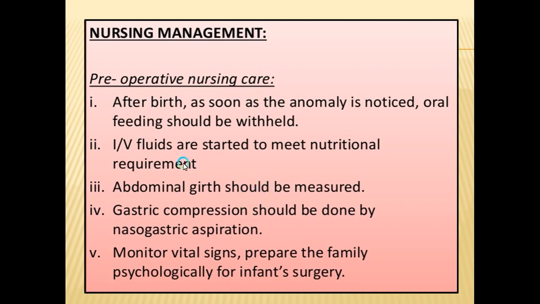In nursing management we have pre-operative nursing care. As soon as the anomaly is noticed, oral breastfeeding has to be withheld, IV fluids have to be started, and abdominal girth has to be measured. I showed you a photograph of this swollen belly, if you remember. That is why we measure abdominal girth, at the level of the umbilicus. So we have to measure this.